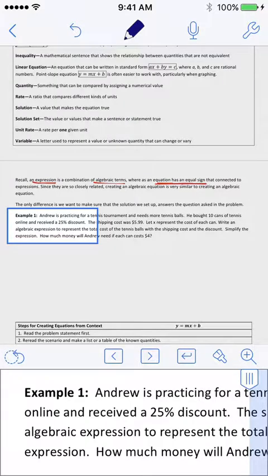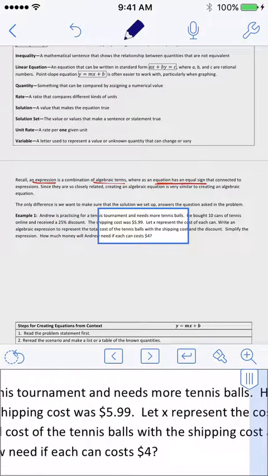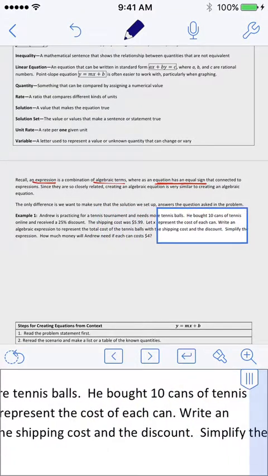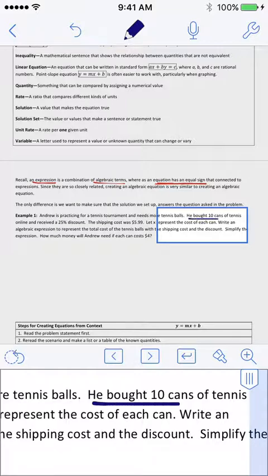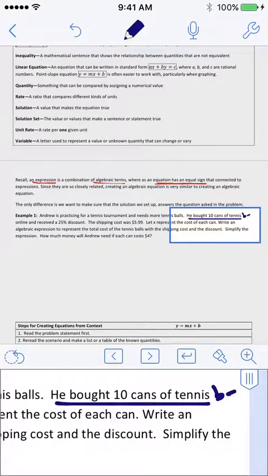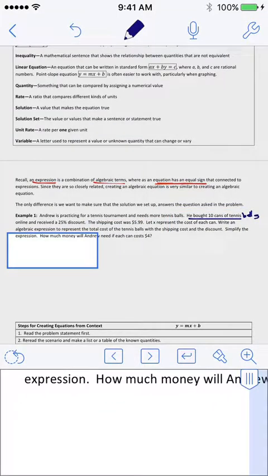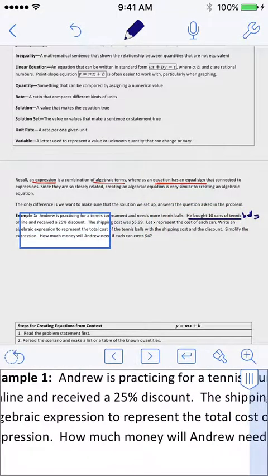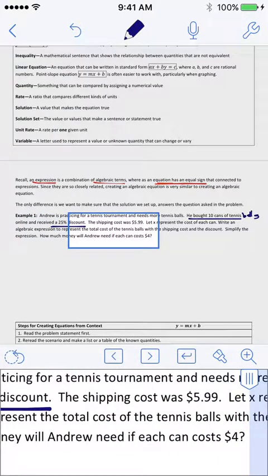Okay, cool. Andrew is practicing for a tennis tournament and needs more tennis balls. That doesn't really sound all that important. It sounds like it's just trying to tell me what's going on, so I don't need to underline anything there. He bought 10 cans of tennis balls, and he received a 25% discount. Okay. Shipping cost was $5.99.